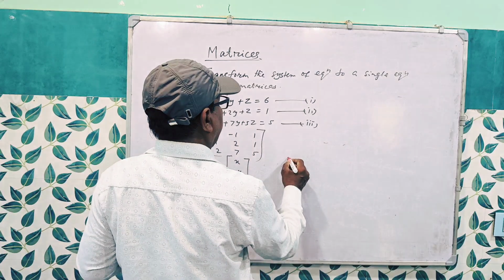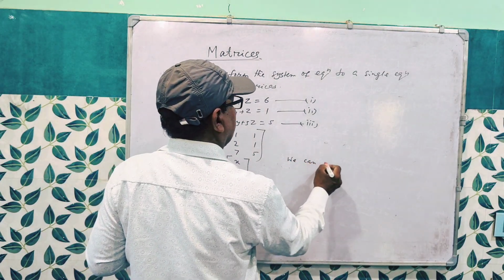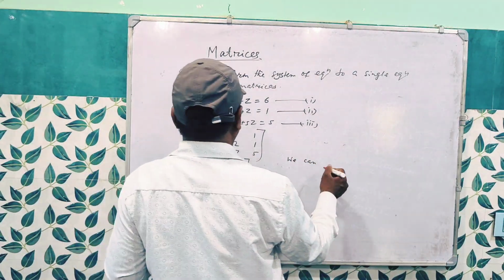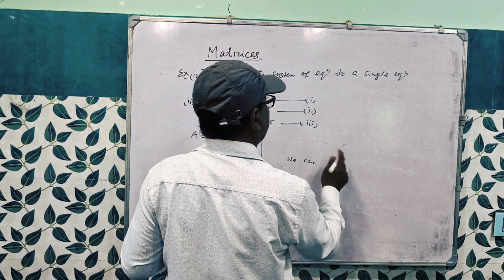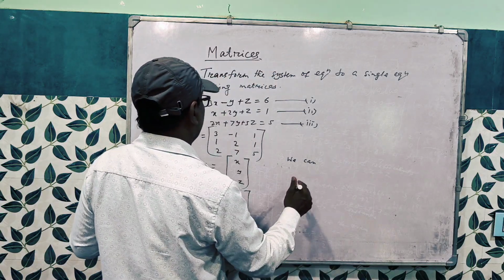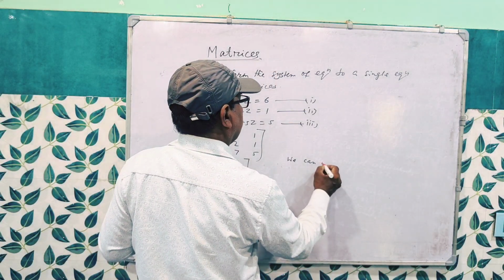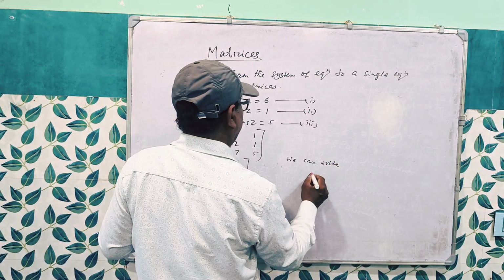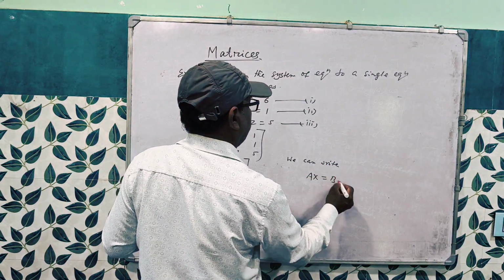Now we can arrange Ax = B in a single equation. We can write AX is equal to B.